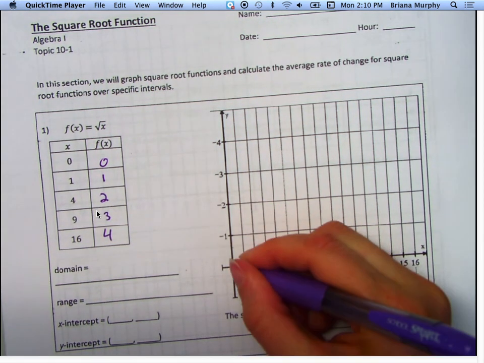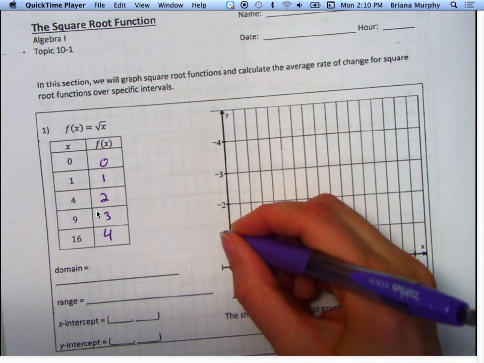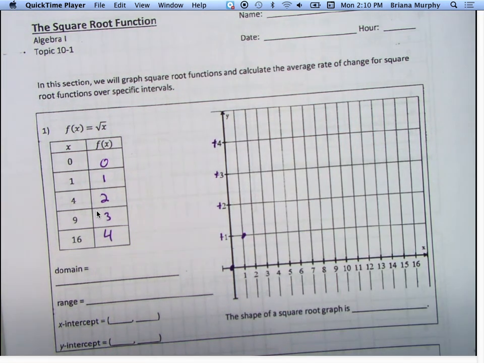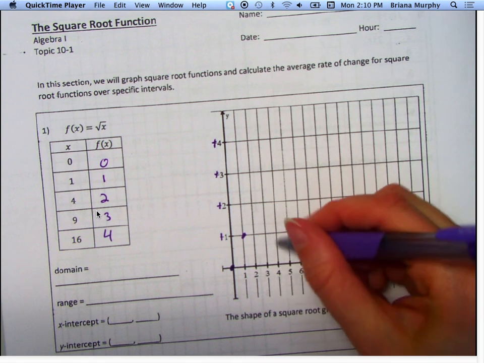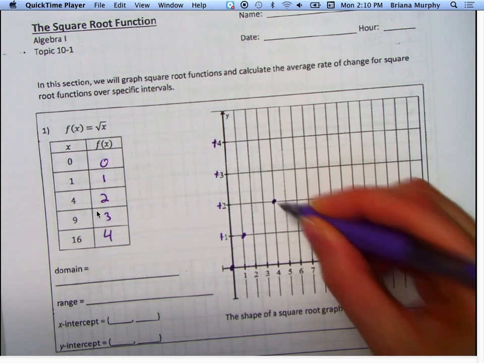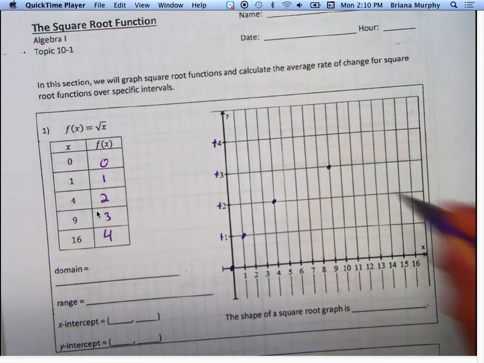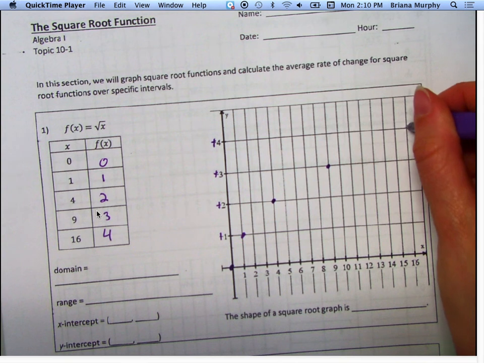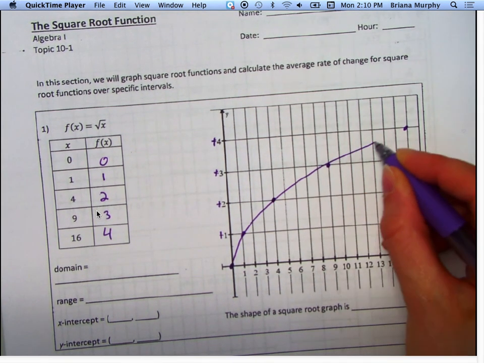So we've got 0, 0. We've got 1, 1. I'm not sure. These are all supposed to be positive. I think the copy was bad or something happened. Okay. At 4, we're at 2. At 9, we're at 3. And at 16, we're at 4. Okay. So, nice, pretty line right here.